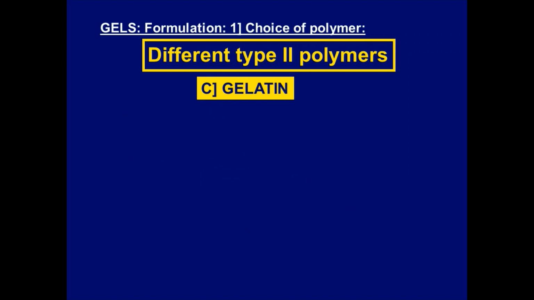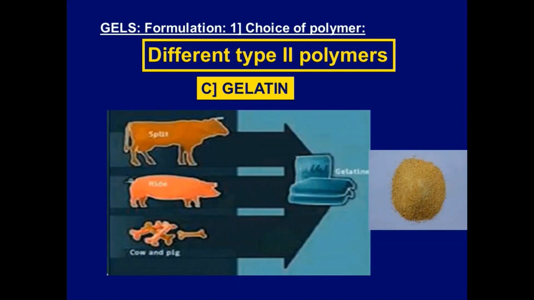Then we will discuss gelatin. It's also of natural origin. In fact, gelatin is obtained from the bones of cows and pigs. It is marketed as a slightly brown, sandy powder of sand texture, like sand.